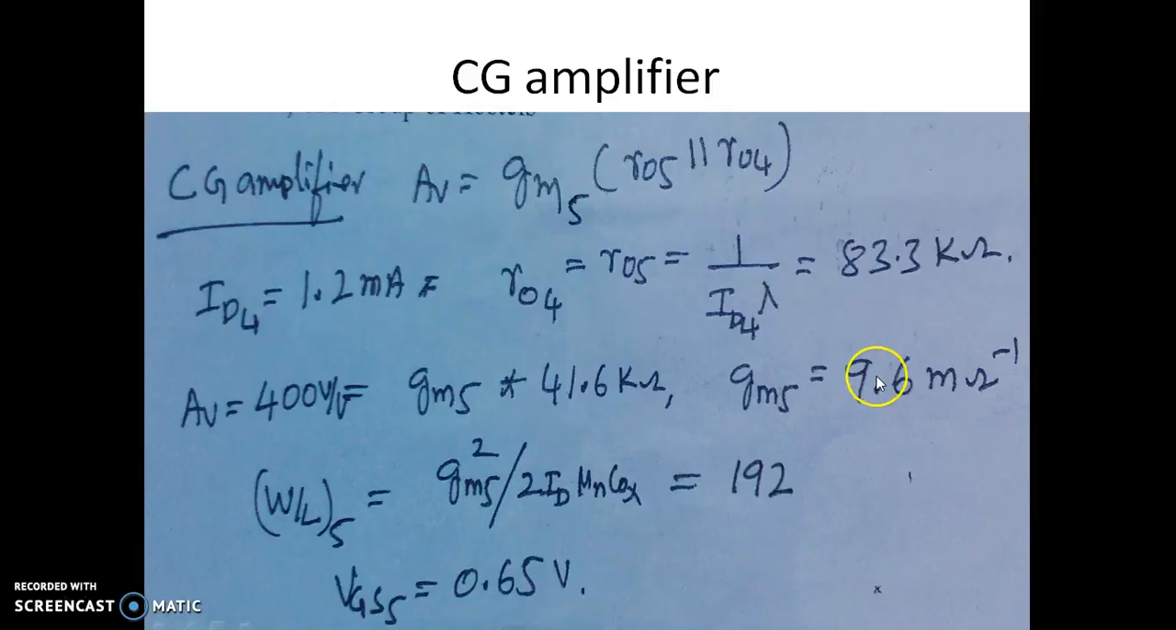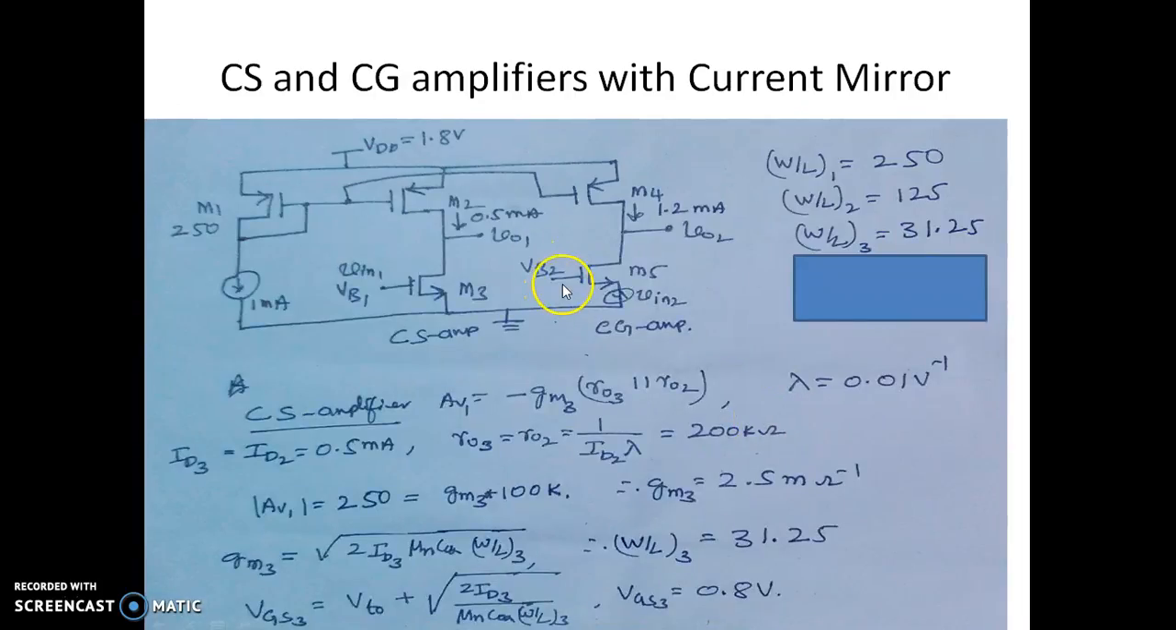So knowing the value of transconductance, ID, mu and Cox, we can estimate the W/L of the fifth transistor, which comes out to be 192. To have a current of 1.2 milliamperes, the VGS5 should be 0.65, meaning this bias voltage is 0.65, here it is 0.8, the W/L from this is 192, the W/L from this is 300. So that's what we found here.